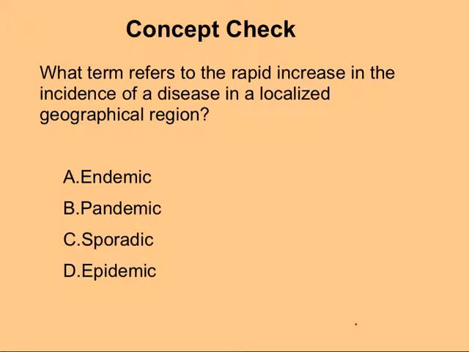So pandemic we know means worldwide. Endemic we know means in a particular geographical region, but it's not a rapid increase. Sporadic means here and there, again, not a rapid increase. So epidemic is where we have a rapid increase in the incidence in a localized geographical region.